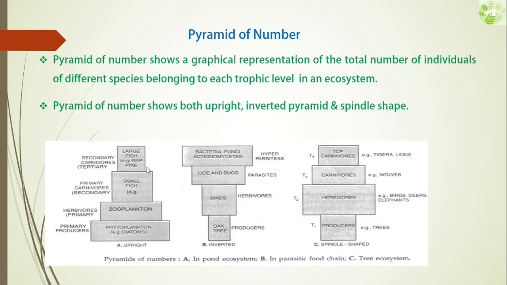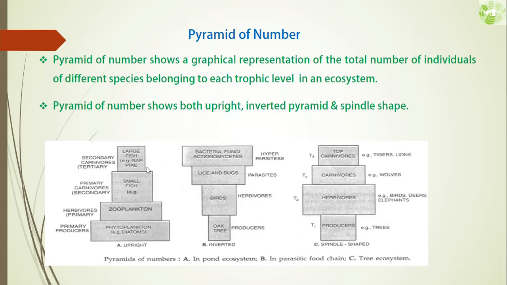So what is pyramid of number? Pyramid of number shows a graphical representation of the total number of individuals of different species belonging to each trophic level in an ecosystem. Pyramid of number is categorized into upright, inverted, and spindle-shaped pyramid.